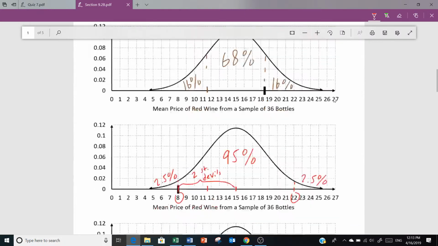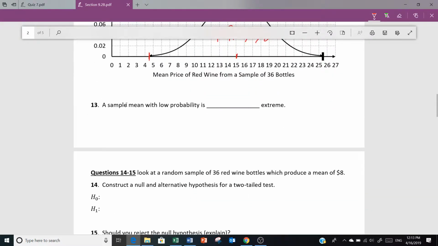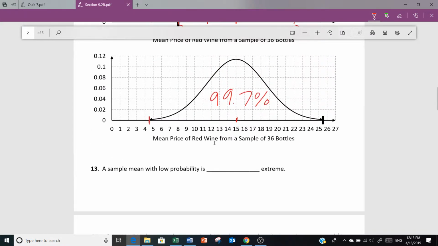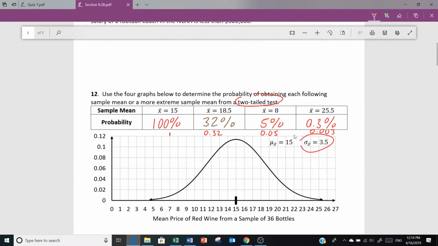Okay, now let's go ahead and answer 13. A sample mean with low probability is blank extreme. So let's look at this chart. A sample mean with blank probability is more extreme. Think, pair, share. What do you think that missing word is?